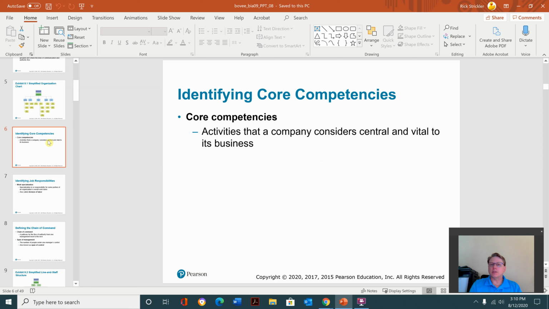Identifying core competencies. A core competency is an activity that a company considers central and vital to its business. It's what makes the business unique. It's the difference between this business and another business. Okay.